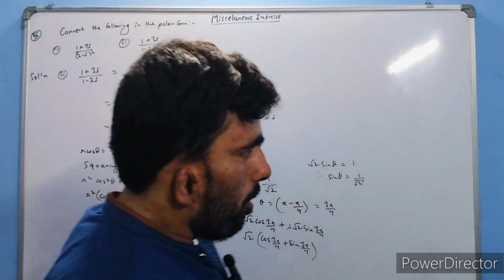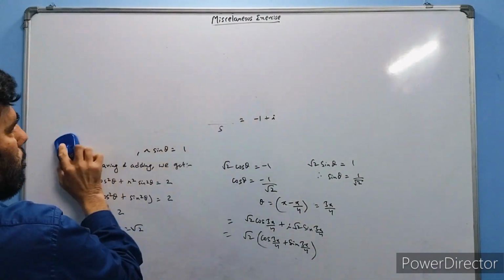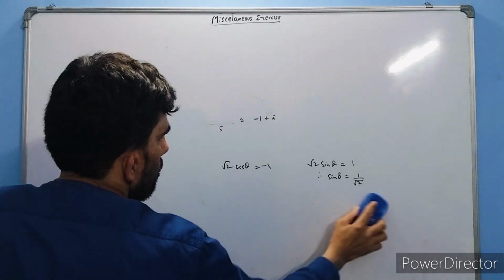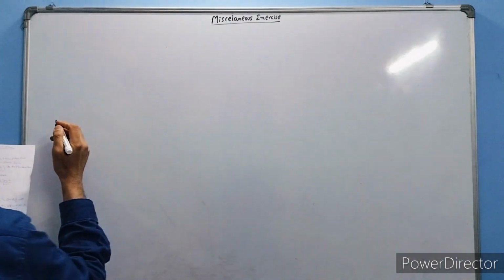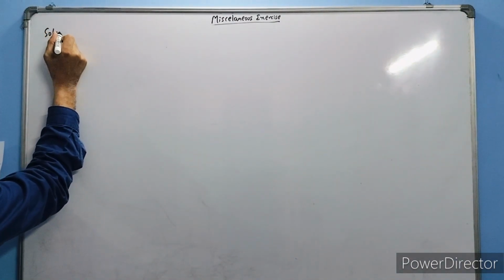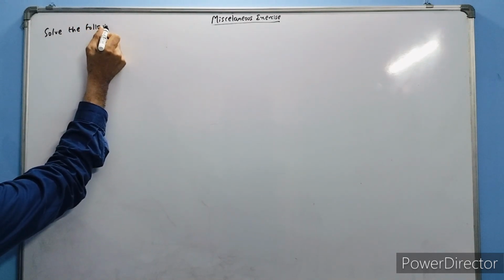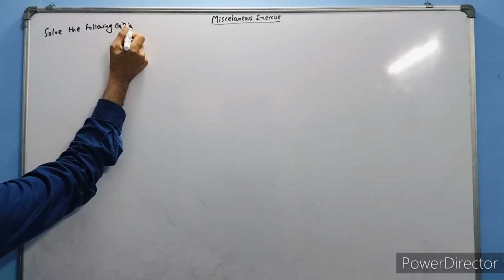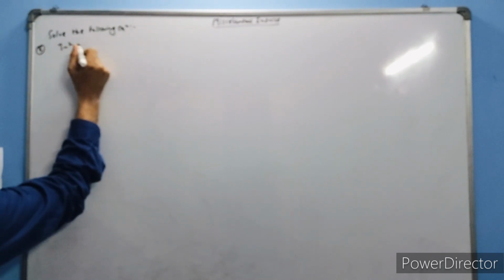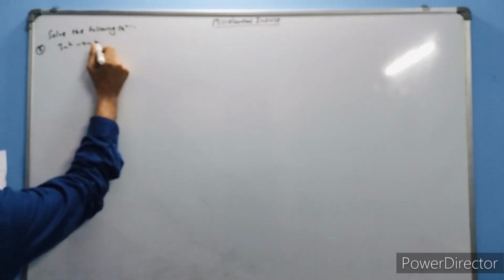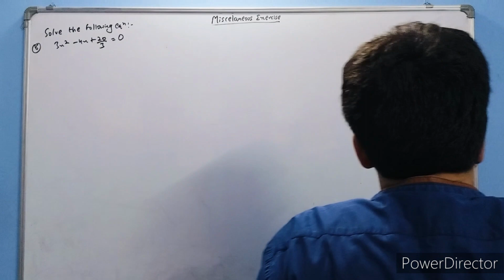Now let us try to solve the sixth question. We have just solved only 5. Now what does the sixth question say? Let us see. We need to solve the following equations. Okay, so what does the first equation say? The sixth question: 3x square minus 4x plus 20 upon 3 is equal to 0. Okay, so we need to solve the equation.